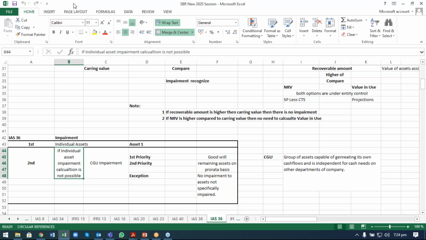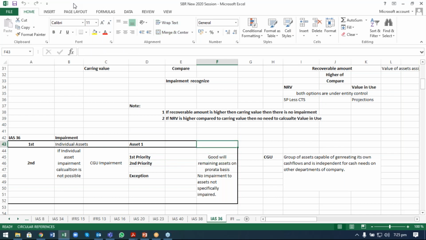Even in a cash generating unit, you have to charge impairment to goodwill first. Then you have to make sure that if there is any asset whose carrying value is equal to or lower than its recoverable amount, you exclude that specific asset from impairment. For the rest of the assets, for which you cannot reasonably estimate whether they were impaired or not, you charge impairment on a pro rata or proportionate basis on the remaining assets.